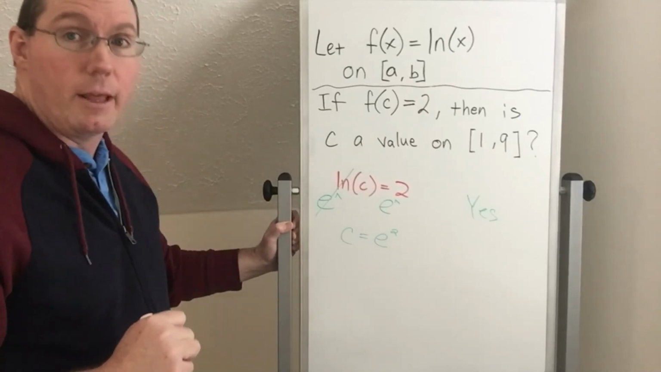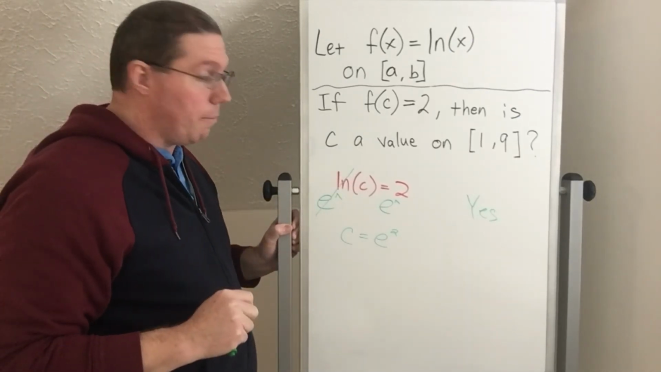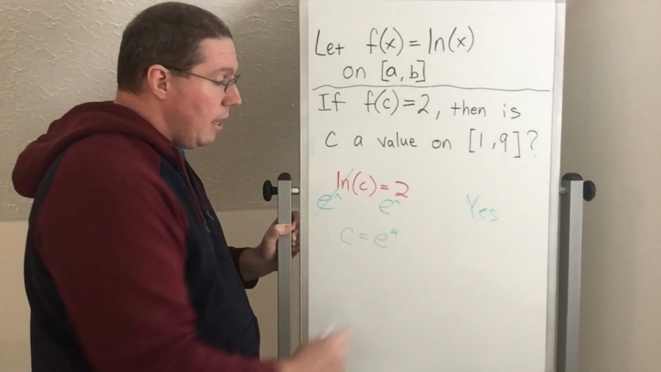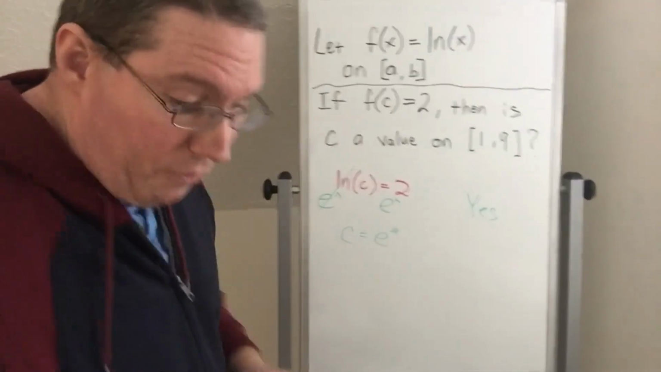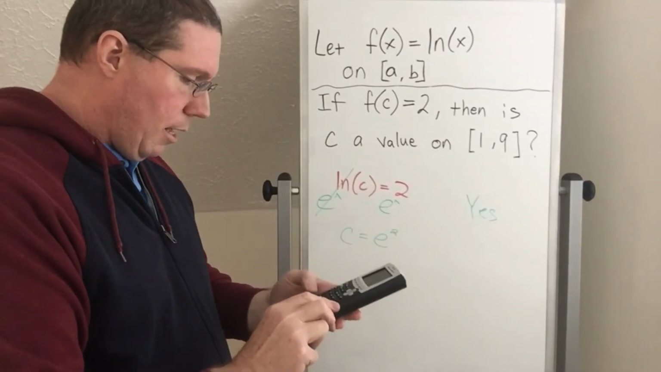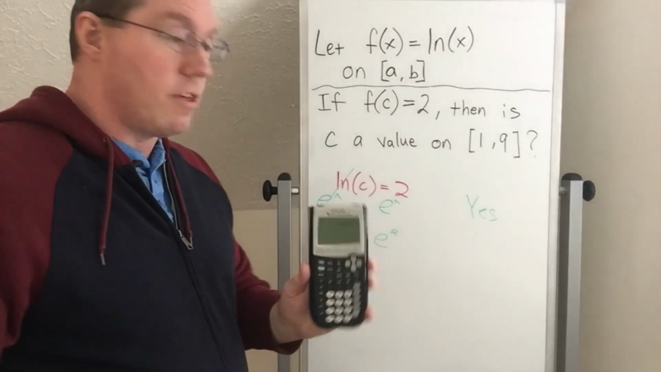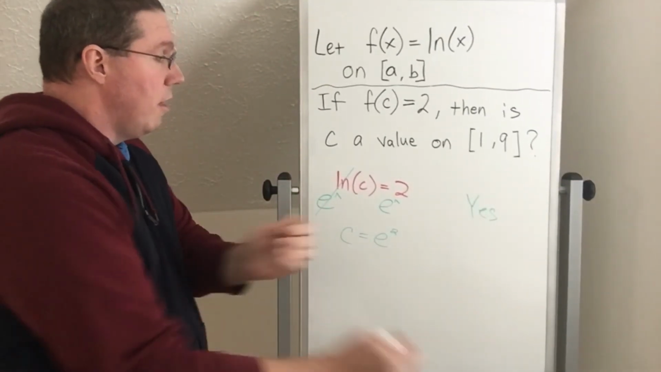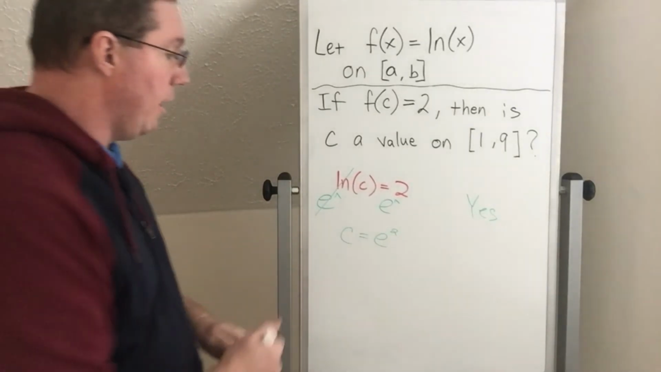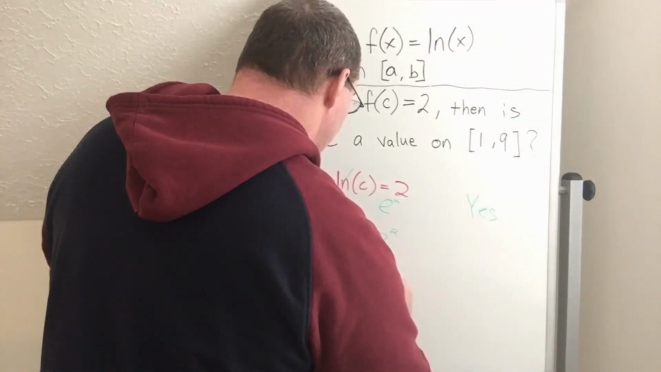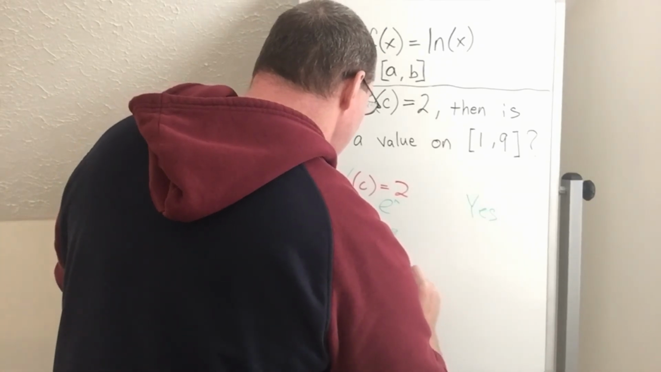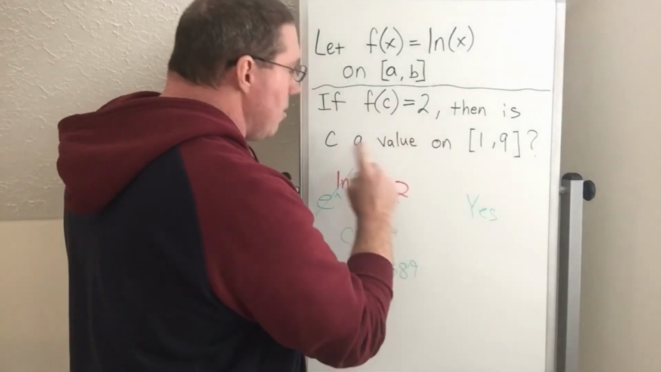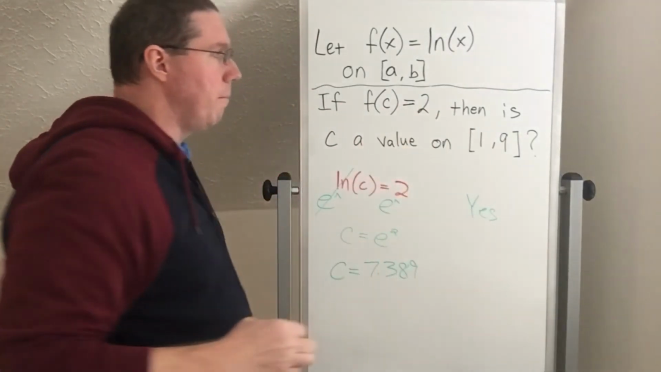But that may be a little too complicated for some of you. But for those of you that it is not complicated, you'll know that e squared is between 1 and 9, and you can answer yes. If you get e squared, you can also just grab a scientific calculator and type in e squared, and you can see that it gives you 7.389. Okay? And so there are several ways that you can solve a problem like this, but all of them end in the same exact place, that c is equal to 7.389 approximately, or e squared, and that value is a value on the interval from 1 to 9.